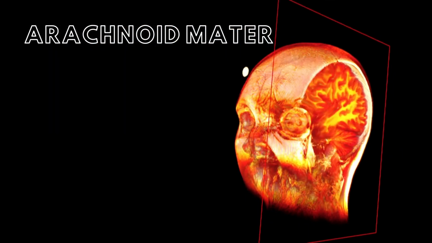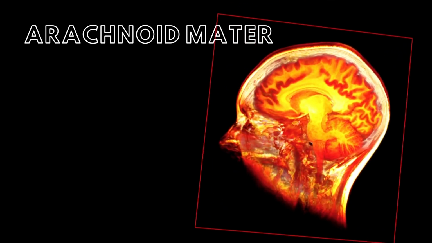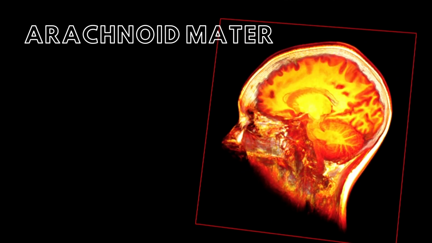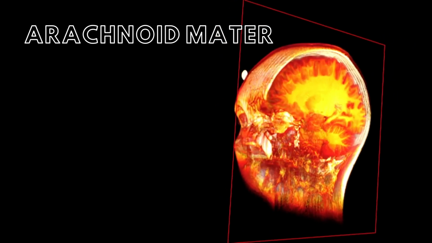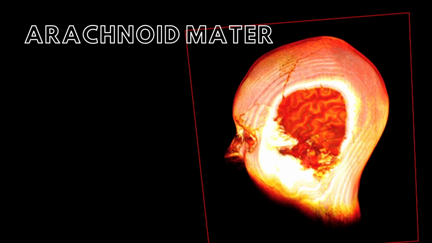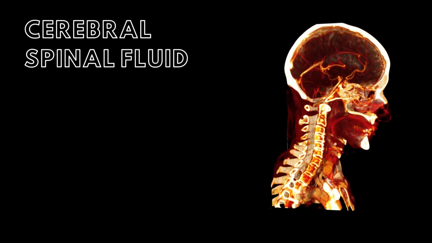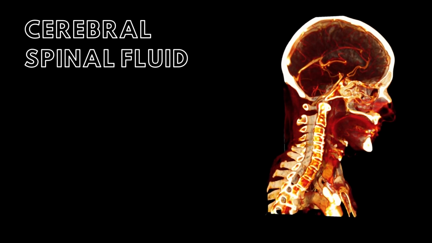The next layer of the meninges that is deep to the dura mater and superficial to the pia mater is the arachnoid mater. The arachnoid mater is composed of simple squamous epithelium. Deep to the arachnoid mater is a subarachnoid space, which contains web-like extensions connecting the arachnoid to the pia mater. Cerebrospinal fluid, which is abbreviated as CSF, fills the subarachnoid space.